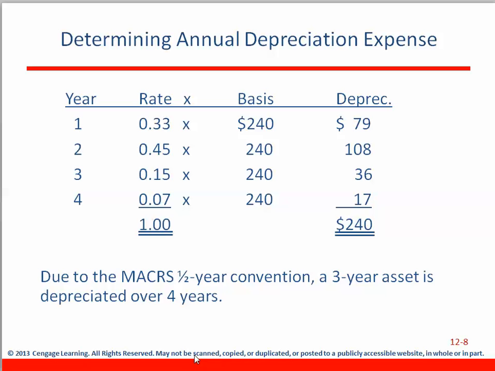So the depreciation rates for a 3-year asset are 33% in the first year, 45% in the second year, 15% and 7%. Obviously these things add up to 1 because you depreciate the whole asset. So each year you just multiply the rate in that year times the basis. Our basis was the total cost of $240 times 33%, so our depreciation expense in year 1 is $79, in year 2 it's $108, 36 and 17, and again these have to add up to the cost of the asset because we're writing off the total cost of the asset.